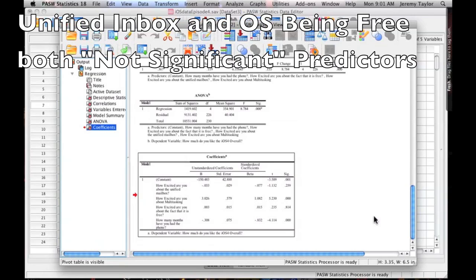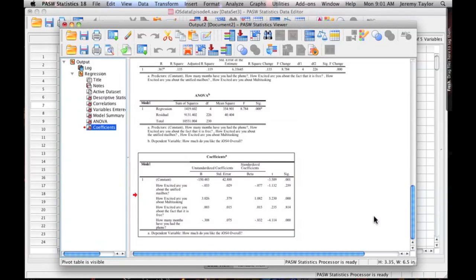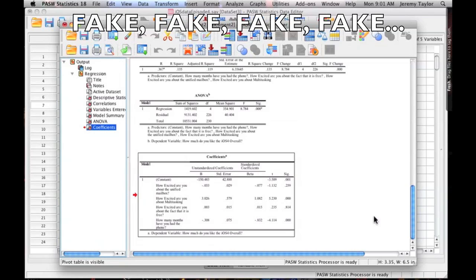The remaining 2 predictors, excitement about the unified inbox and the excitement about the iPhone OS being free, were not really impactful on their overall opinion of it. In fact, you can see their significance values were both above 0.05, which indicates a non-significant association. Now, once again, I can't stress this enough. This is not real data, it's just basically made up random numbers.